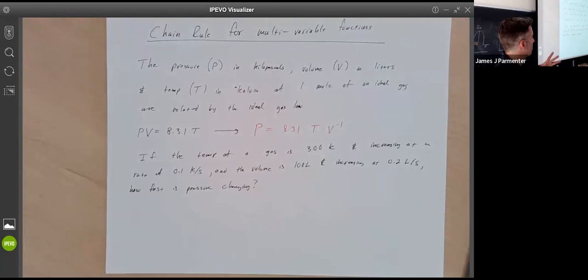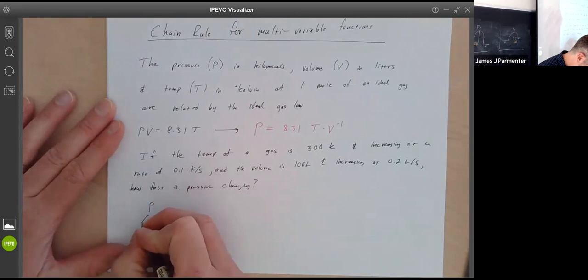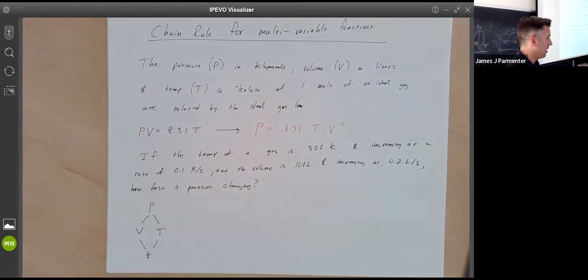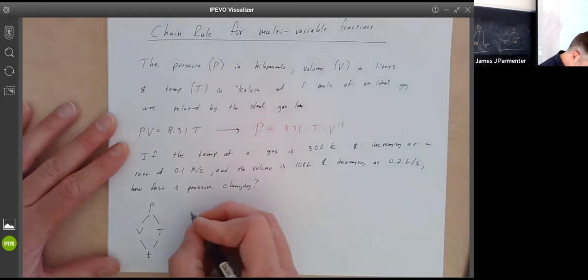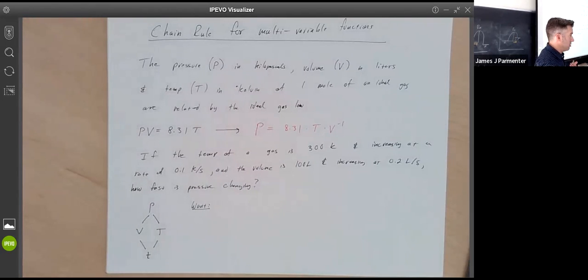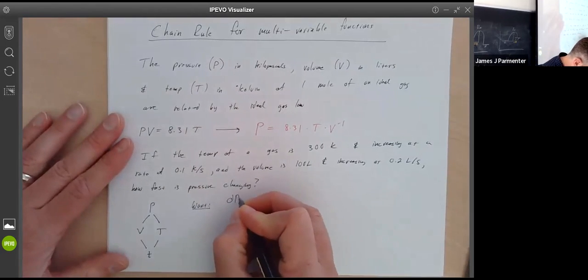This leads us to the idea of, and I don't know if he talked about this in class or not, but certainly when I'm trying to find the derivative of a multivariable function where the function depends on some variables and each of those variables depend on some other variables, we like to draw this mapping because it helps us figure out how we're going to find the derivative. So what we want is how pressure is changing as time is changing. In other words, we want dP dt.